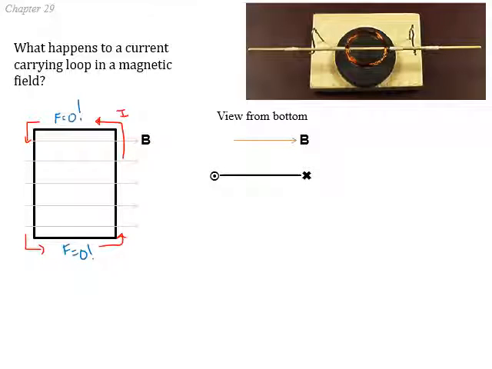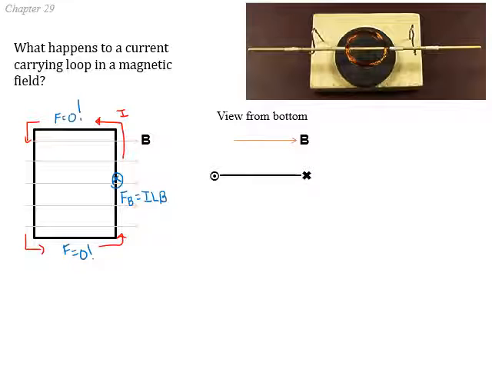What about the right-hand part of the loop? In the right-hand part of the loop, the current points up, that's your thumb. Your magnetic field points to the right, that's your index finger, and your magnetic force is your extended middle finger, that should be pointing into the page. So there's the direction of the force. The magnitude of the force is equal to the current times the length times B, because your L and your B are perpendicular. So really it's ILB times sine 90, but sine 90 is just 1.